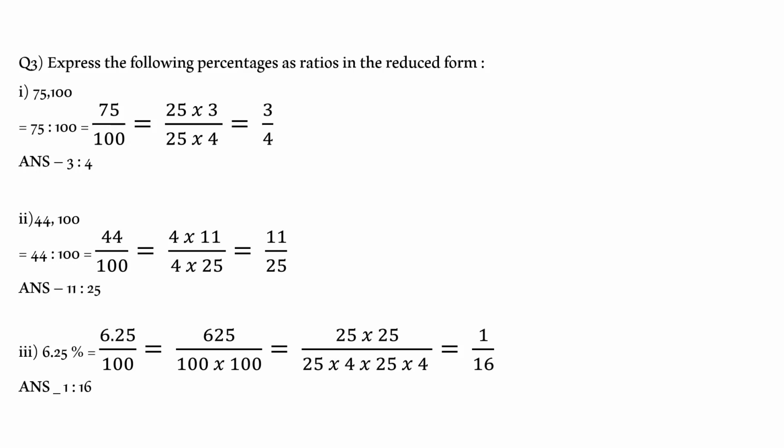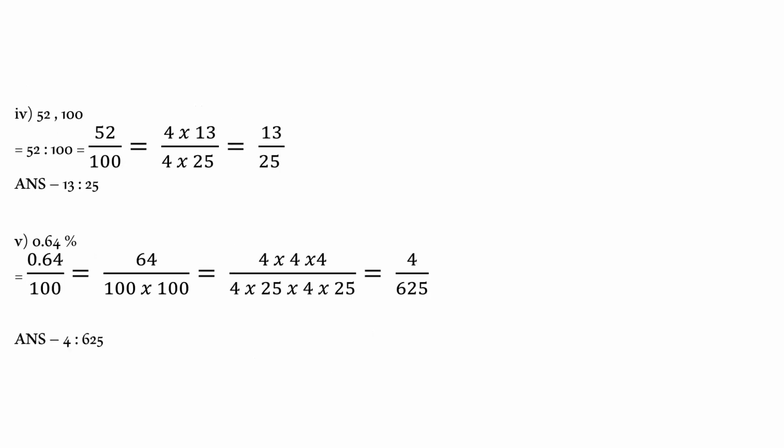If we try to remove the decimal point, after the decimal there are two digits, so we will divide by 100. So we have 625 upon 100 multiplied by 100, which is equal to 25 multiplied by 25 upon 25 multiplied by 4 into 25 multiplied by 4, which is equal to 1 upon 16. Our answer is 1 is to 16.